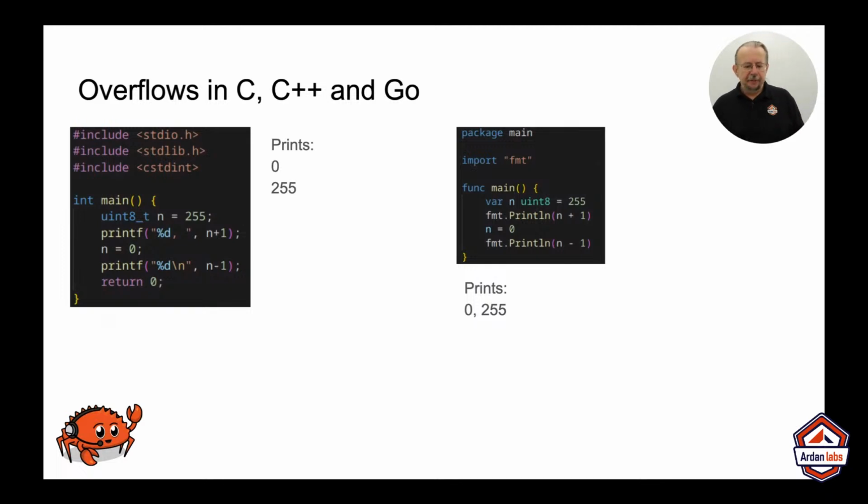So in C, C++, and Go, by default, if you take an 8-bit number, I've used the standard C int just to make it a little more obvious in the C code that I'm using an unsigned 8-bit number. I add 1 to it.